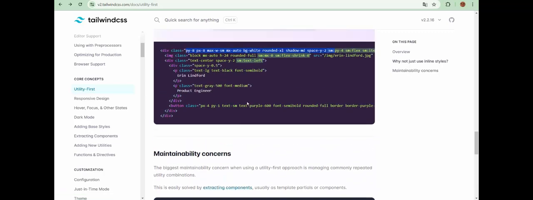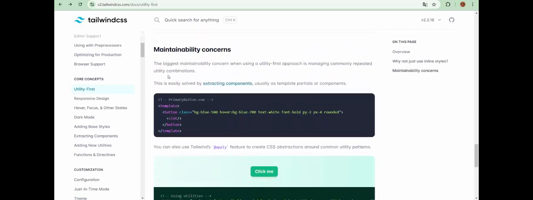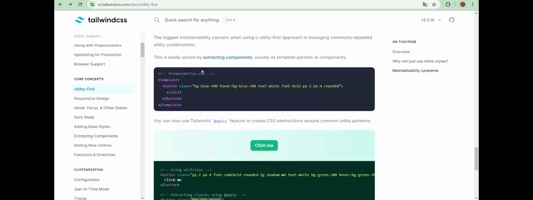And maintainability concerns. The biggest maintainability concern when using the utility-first approach is managing commonly repeated utility combinations. This is easily solved by extracting components, usually as templates, partials or components. All that is for me when I need it, that productivity.